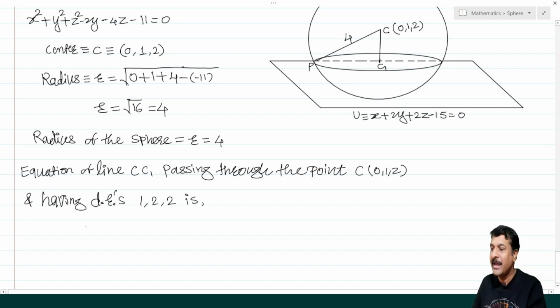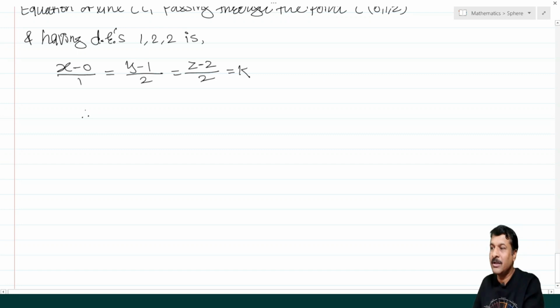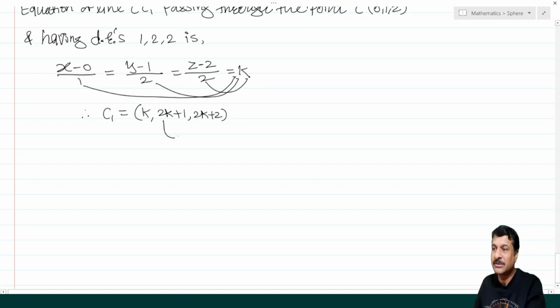And having direction ratios 1, 2, 2, what is that equation? x minus 0 by 1 equal to y minus 1 by 2 equal to z minus 2 by 2. And that is supposed to be k. So I can find the value of the point C1 in the form of k. So what is this C1? Therefore C1 equals k plus 0, 2k plus 1 and 2k plus 2. Note that here, 1 into k, 2 into k, 2 into k, plus 0, 1, 2. So now we have C1.